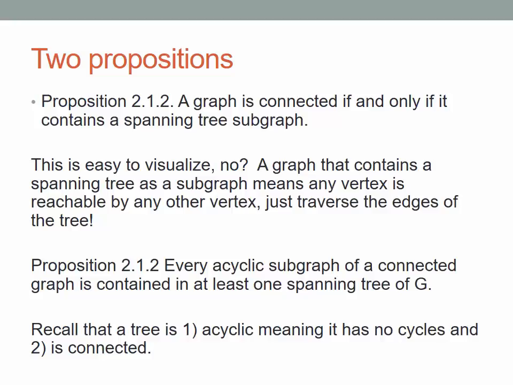Let's look at proposition 2.1.2. Every acyclic subgraph of a connected graph is contained in at least one spanning tree. Now, it says every acyclic subgraph, so it has no cycles, but it doesn't say the subgraph is necessarily connected. So you have an acyclic subgraph of a connected graph, and so the edges of this subgraph are contained in at least one of the spanning trees.